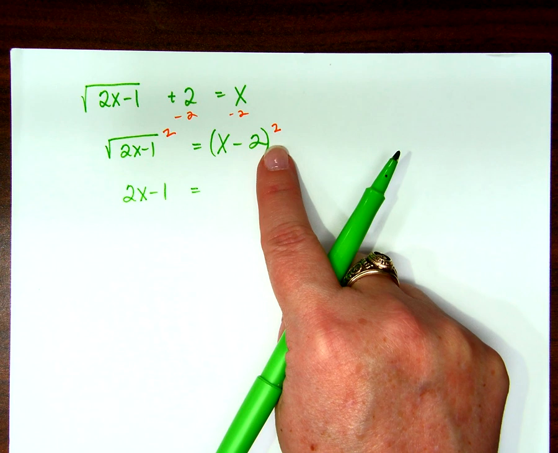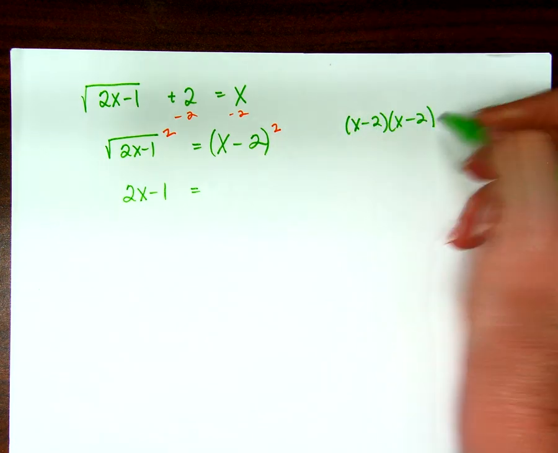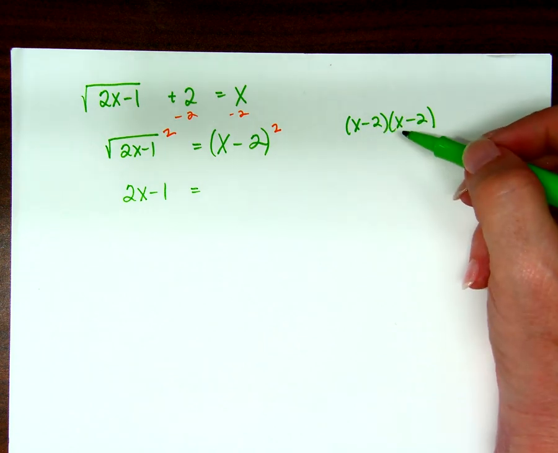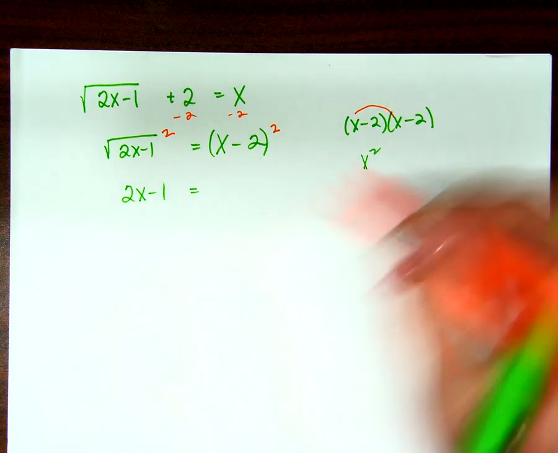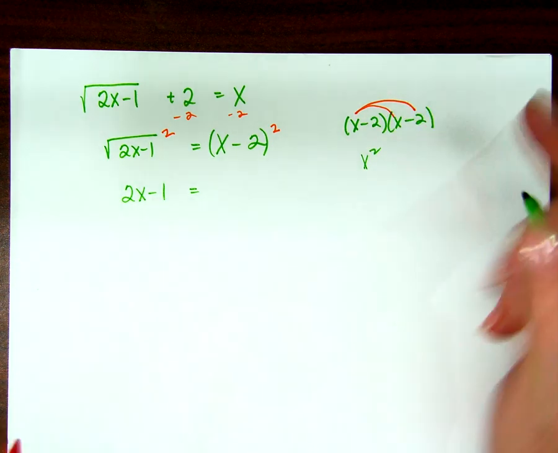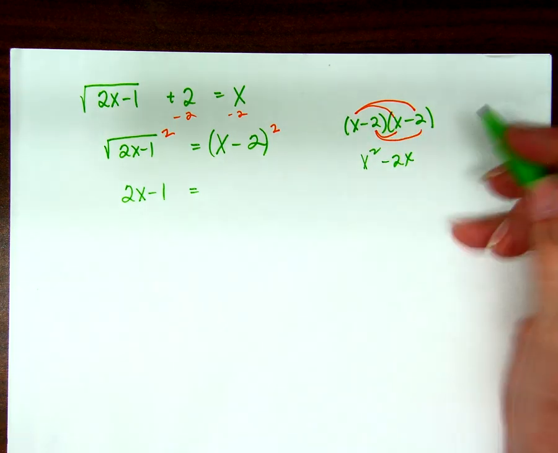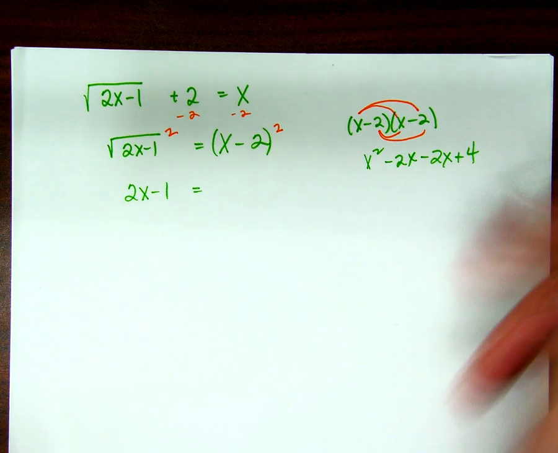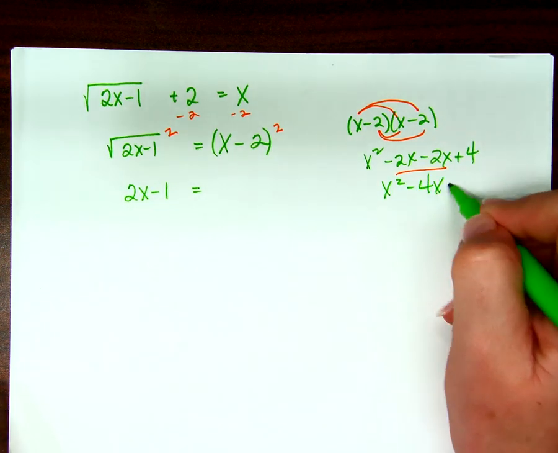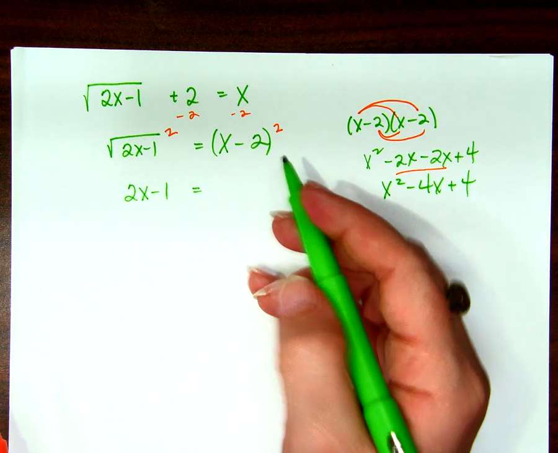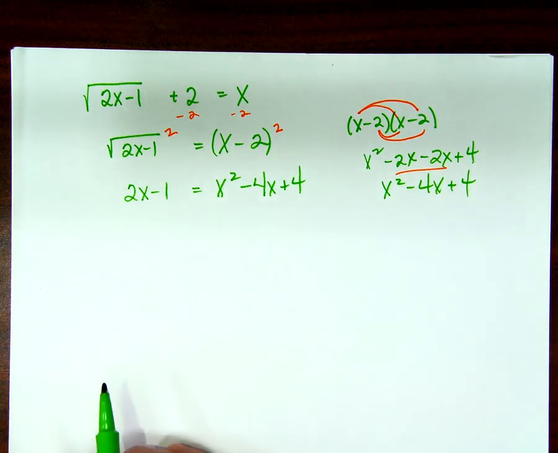What does it mean for something to be squared? So x minus 2 times x minus 2, which I have to now distribute, right? So if I distribute, I get x squared minus 2x. I'm okay with that. Let me do every step so if you're not with me, you can see where I'm coming from. Minus 2x and then plus 4, right? Then I have to combine my like terms. x squared minus 4x plus 4. So on the right-hand side, we have x squared minus 4x plus 4. You okay with that? Now what?